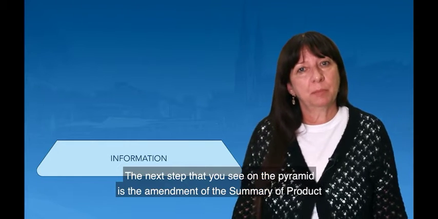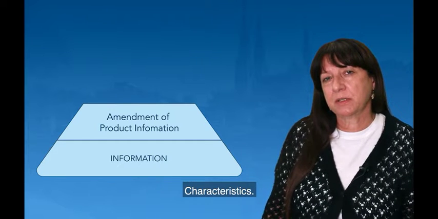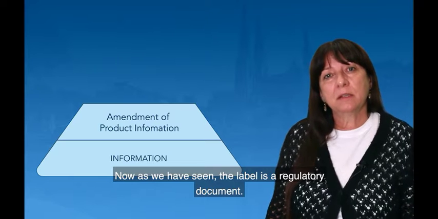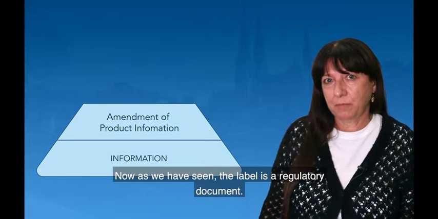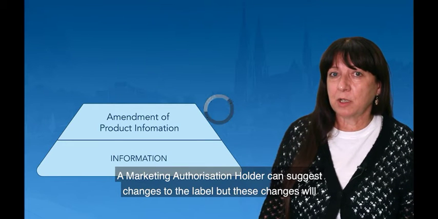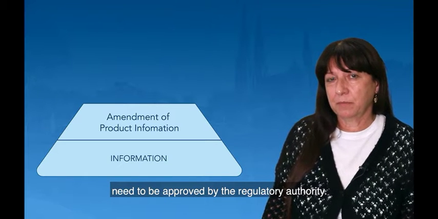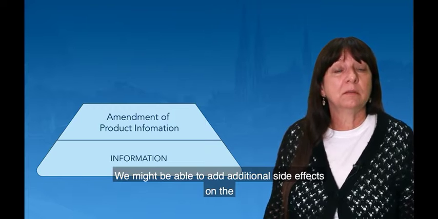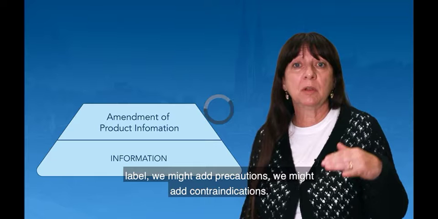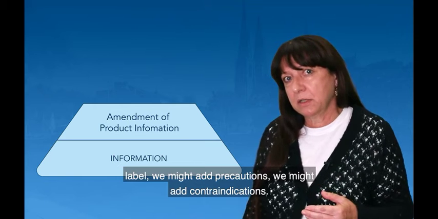The next step that you see on the pyramid is the amendment of the summary of product characteristics. This is, as we have seen, the label. Now, as we have seen, the label is a regulatory document. A marketing authorization holder can suggest changes to the label, but these changes will need to be approved by the regulatory authority. We might be able to add additional side effects on the label. We might add precautions. We might add contraindications.